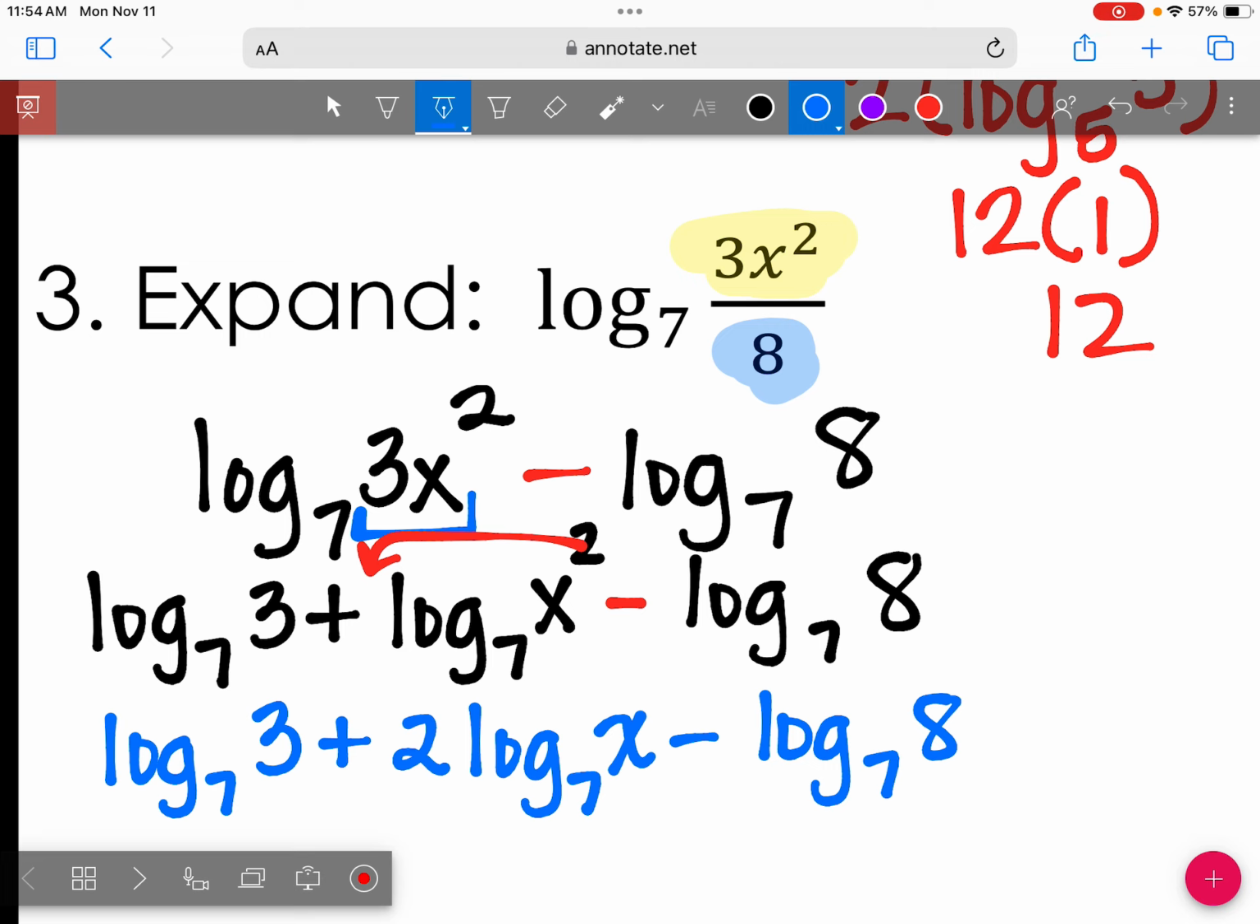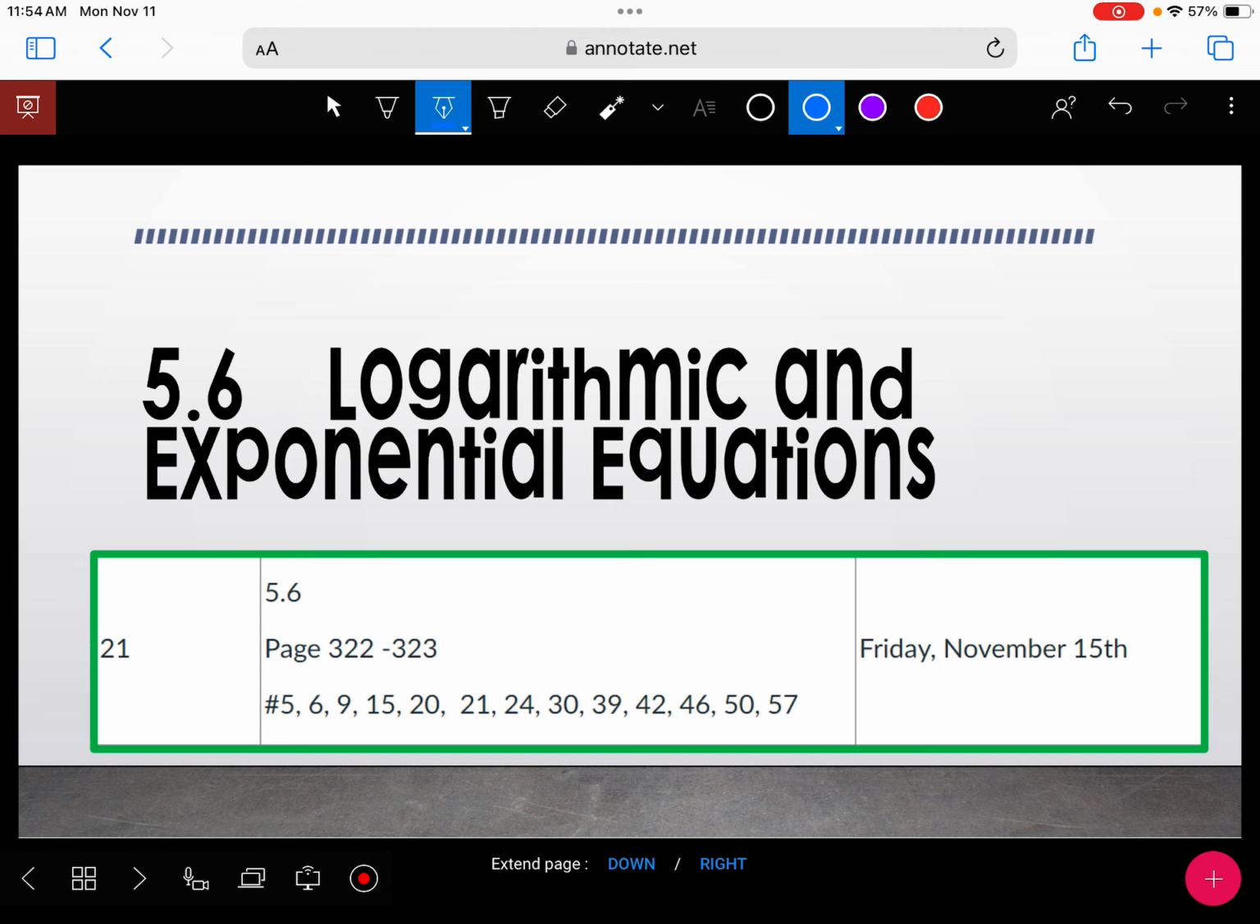All right. So now we're going to start 5.6. 5.6 is exponential and log equations. This is homework 21 and it's due on Friday. So this is due this Friday. 1, 2, 3, 4, 5, 6, 7, 8, 9, 10, 13 questions.